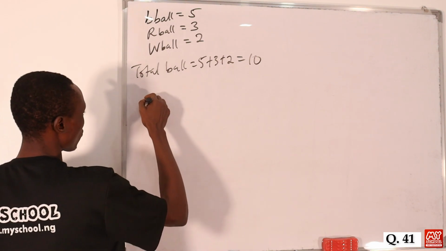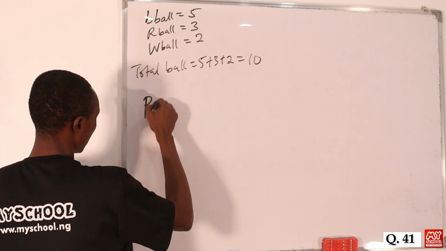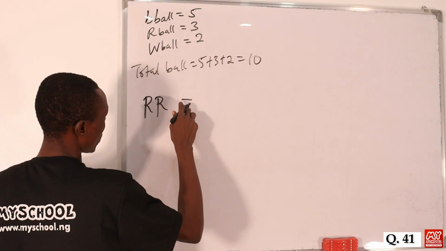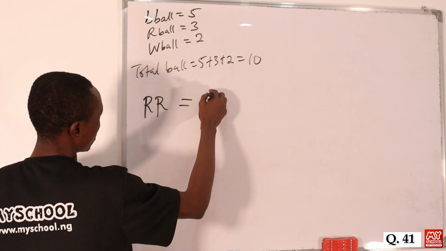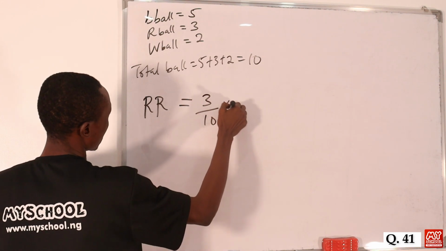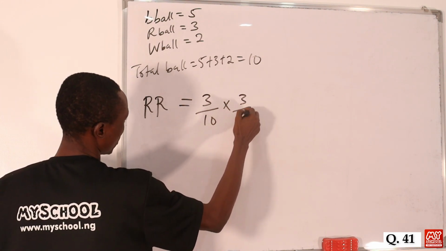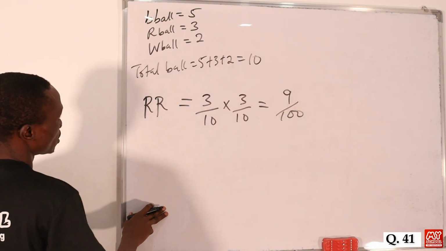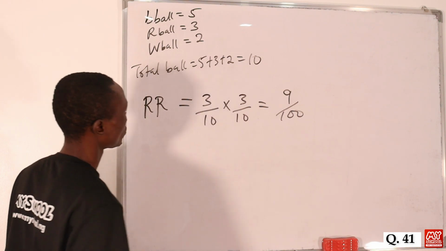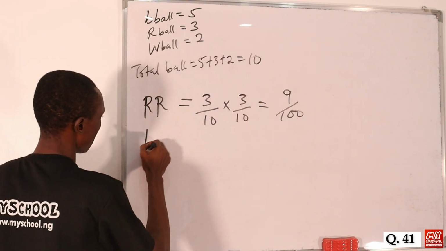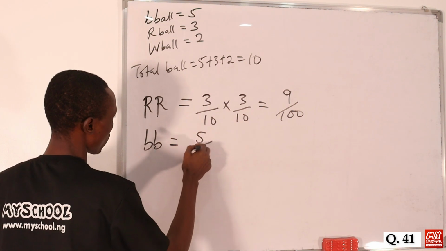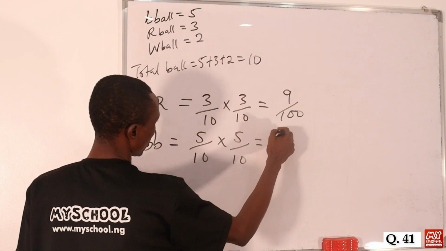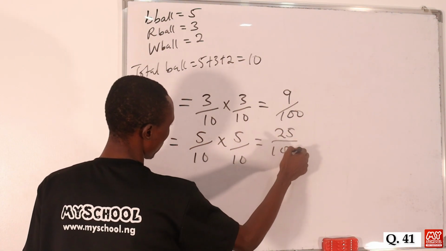First of all, let's calculate for the 2 red balls. The probability of picking 2 red balls will be equal to, the number of red balls is 3, that will be 3 over 10, times 3 over 10. So this will be equal to 9 over 100. Then the probability of picking 2 blue balls, BB, will be equal to 5 over 10 times 5 over 10, and that will be equal to 25 over 100.